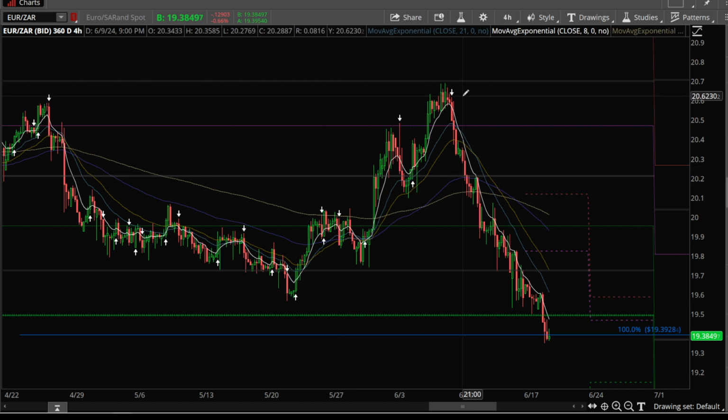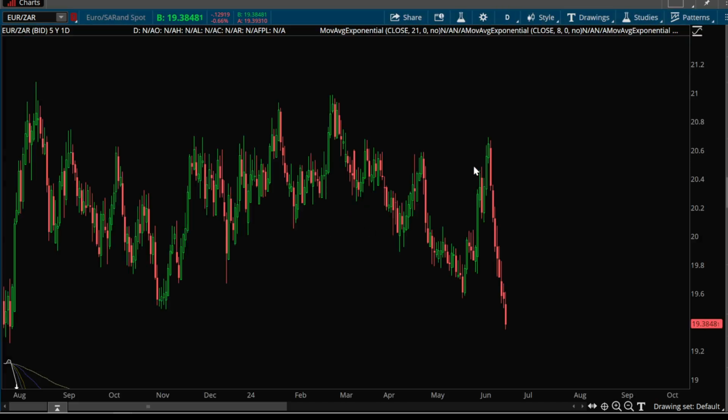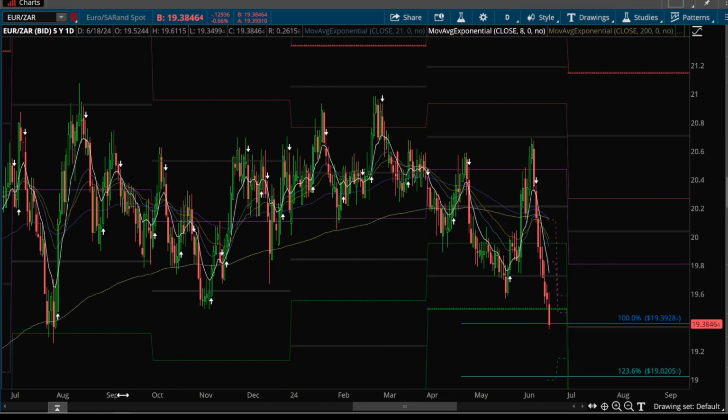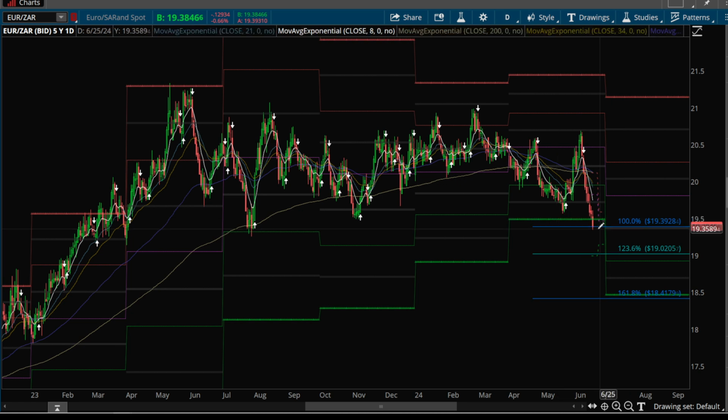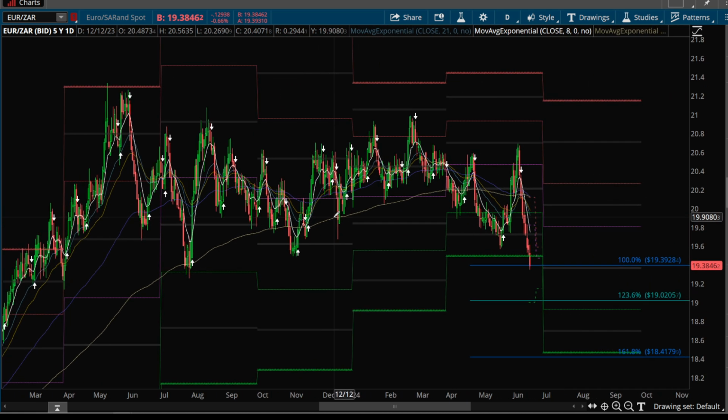Eurozar. I really like this one too. I like this trade right here. And you're coming into your 100 now. And you're coming outside of that quarterly R2. So I'm looking for Eurozar to snap back here pretty violently.